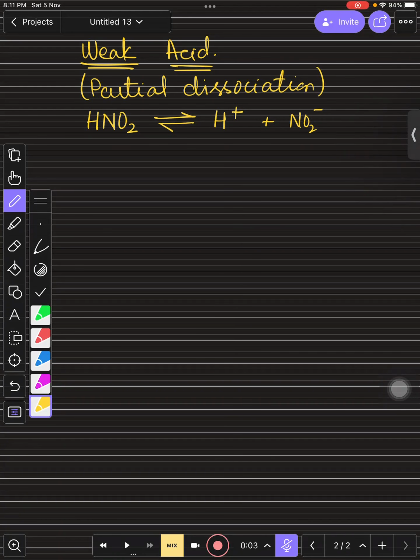So what will be the Kc equation for this? We know that the Kc expression is always the concentration of products over the concentration of reactants. So the expression will be the concentration of H positive ions times the concentration of NO2 ions, over the concentration of HNO2, right, children? It is always like this.